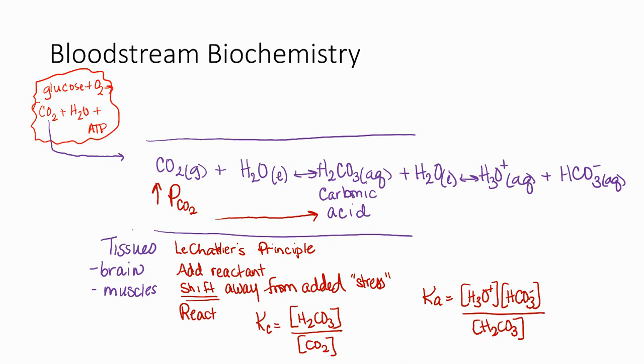So in the tissues, when the partial pressure of CO2 increases, you make more carbonic acid, and then more of that is going to ionize because now you've increased the amount of carbonic acid. And again, that's like adding a reactant for the second reaction. That's going to shift away from the added stress. And so in the tissues, these reactions shift right.